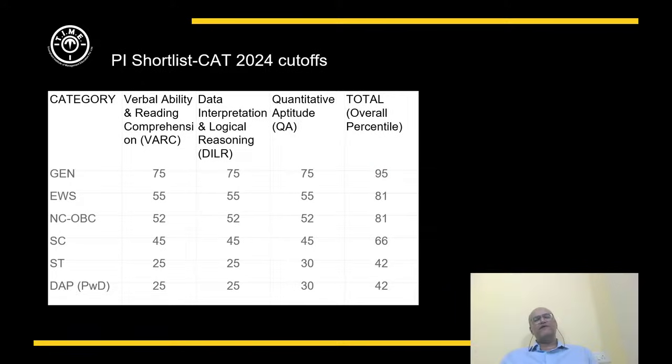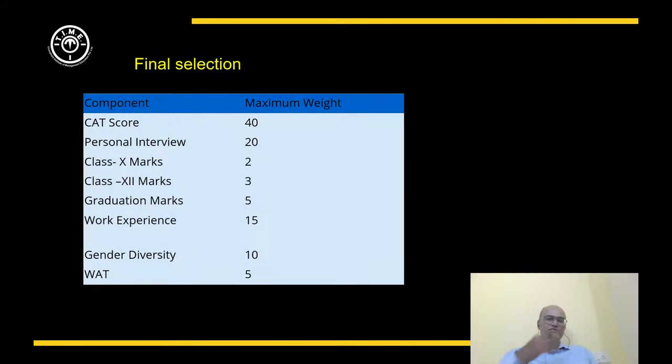So last year, as they were part of CAP, they had the same cutoffs for generating an interview call. And once WAT PI got conducted, the final selection was carried out. These were the parameters and the weightages that were assigned to those parameters. CAT had a huge weightage of 40%, interview had 20%. So all in all, 60% was weightage for CAT and interview. 5% weightage was for WAT. So 65% were controllable factors.